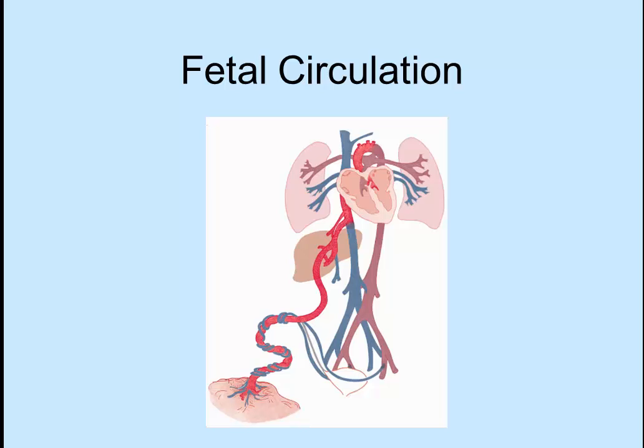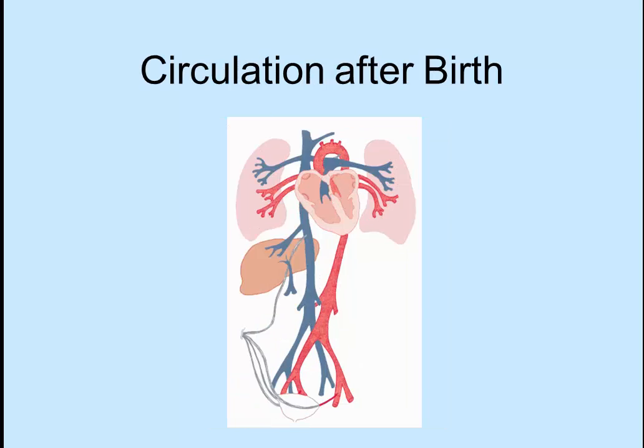Some of the things to note: we see the fetal circulation. We have the 3 shunts, the ductus venosus, the ductus arteriosus, and the foramen ovale. They allow most of the blood from the placenta to bypass the fetal lungs and the liver. Now, when we look at our circulation after birth, do note that the fetal shunts have closed, and the umbilical vessels, the ductus venosus and the ductus arteriosus, have been converted to ligaments.